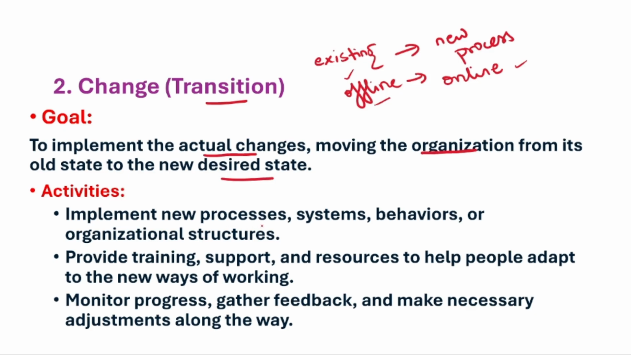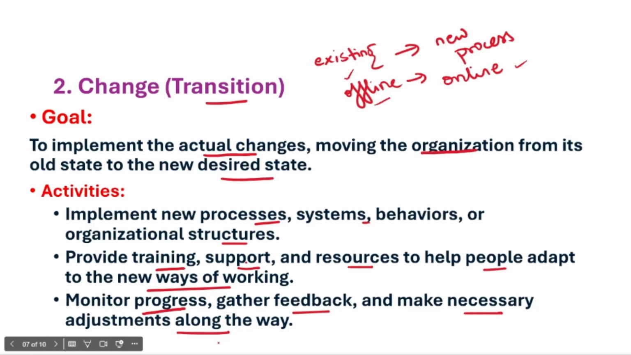Activities here are implement the process, system, behaviors or organizational structure. How can this be done? By providing training, support and resources to help people adapt to the new ways of working. Monitor the progress, gather feedback from the employees and make the necessary adjustments along the way. Because when the employees are learning something new, obviously they will have a lot of queries, and those queries need to be addressed as they learn the new norm.